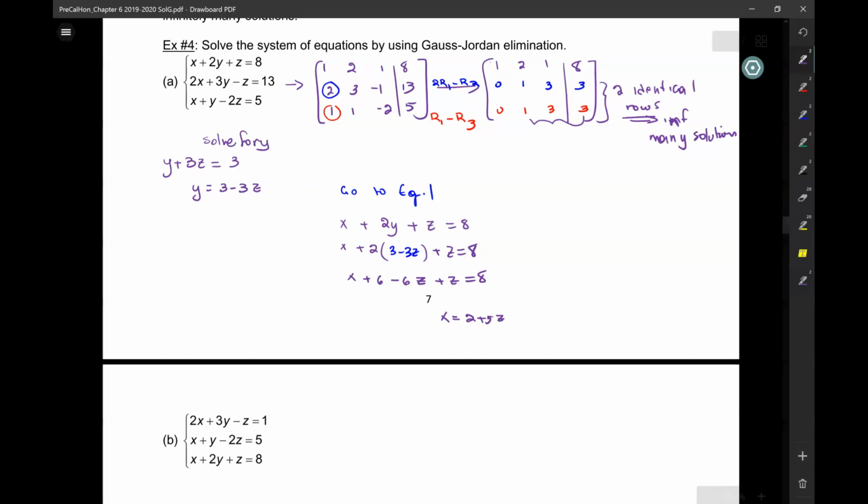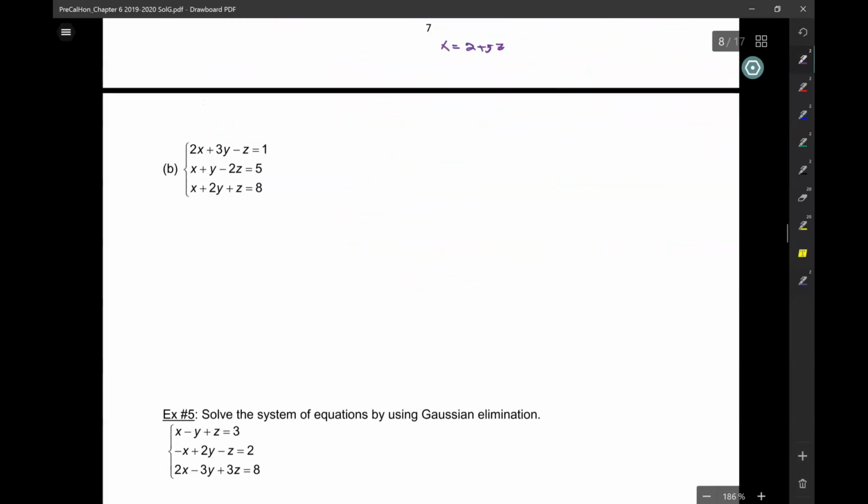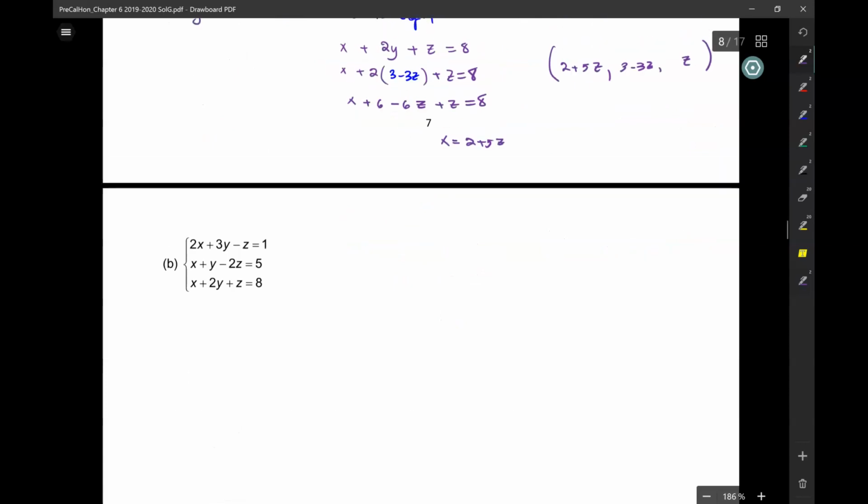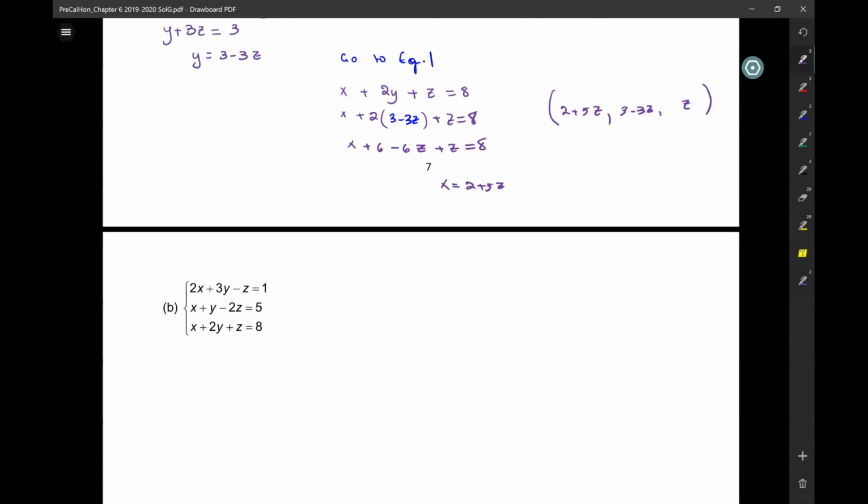So now, you have x, y, z. What's x? 2 plus 5z. What's y? 3 minus 3z. What's z? Just z. Why is z just z? We always write it in terms of one variable. It's convention to do it with z because z is the first one you're solving for. And then you just plug it in. That's it, you're done. Why can't you plug those in? There's nothing to plug into.